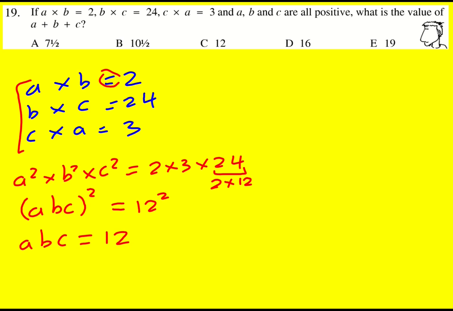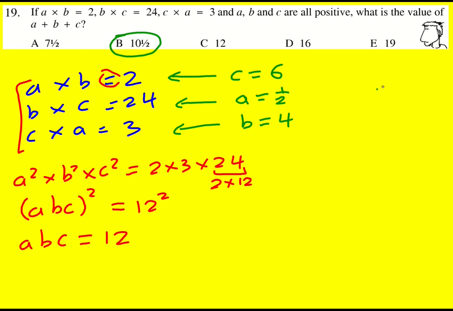And then I can take each one in turn. So if A times B is 2, and we times by C, we get to 12, it must be that C is 6. Here, the missing one, it must be that A is a half, actually. And here, it must be that B is 4. So adding them together is going to give 6 plus 4, 10, 10 plus a half, 10 and a half. Good question.